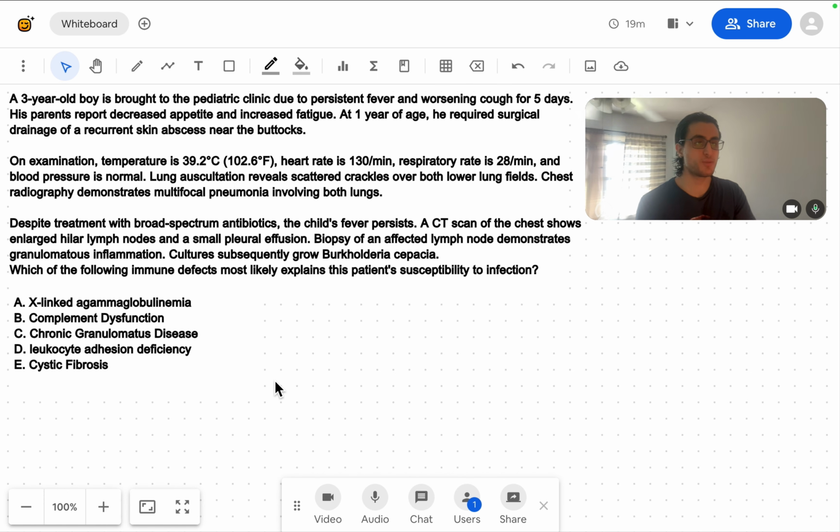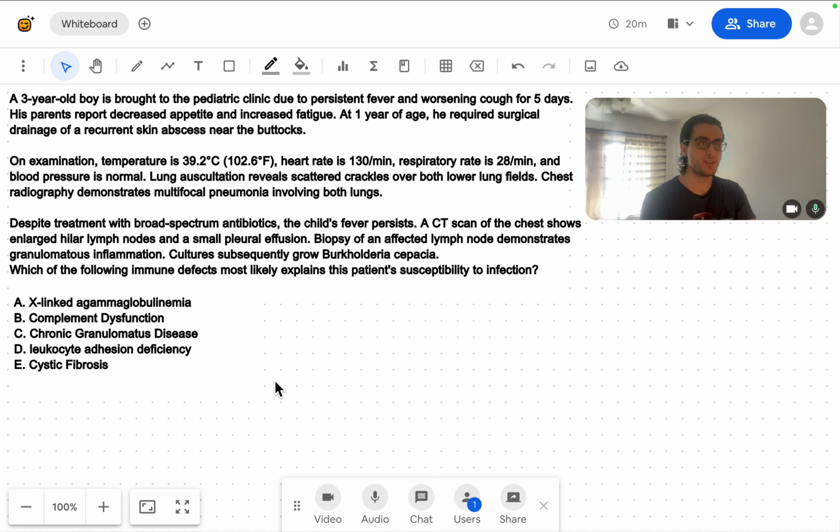A 3-year-old boy is brought to the pediatric clinic due to persistent fever and worsening cough for 5 days. His parents report decreased appetite and increased fatigue. At 1 year of age, he required surgical drainage of a recurrent skin abscess near the buttocks.